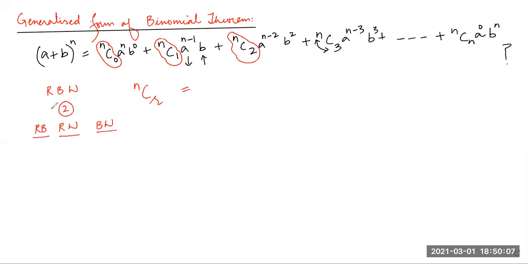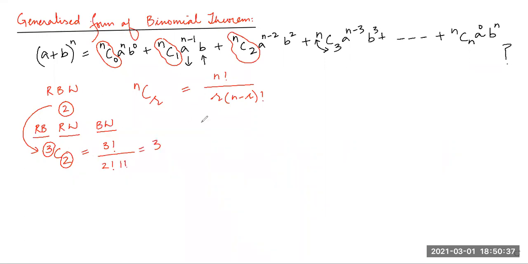Well, this can be expressed in mathematical form as 3C2. It means we have three colors, red, blue, and white, and we have taken two at a time. So for 3C2, the formula is n factorial divided by r factorial into n minus r factorial. So here it will be 3 factorial divided by 2 factorial into (3 minus 2) factorial, 1 factorial. So this is equal to 3.